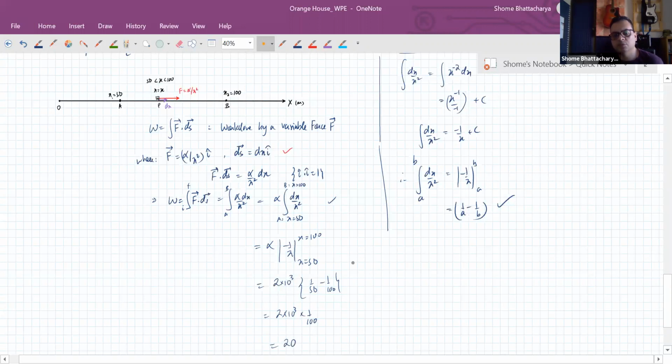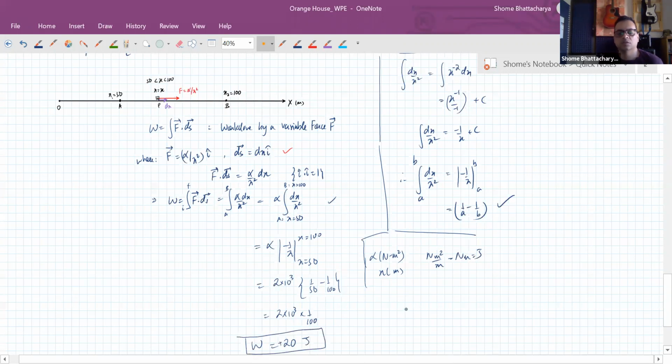Now the unit will be what? See, alpha is in Newton meter square and x is in meters. So the unit will become Newton meter square divided by meter. So that is Newton meter or joule. So that will be the unit of the work done. So it is in joules. So plus 20 joules. That is the correct answer for work done.